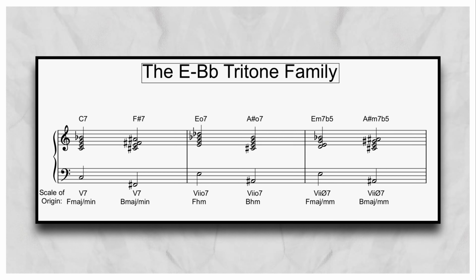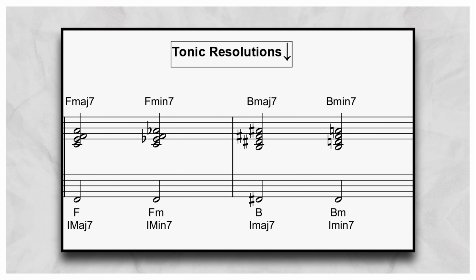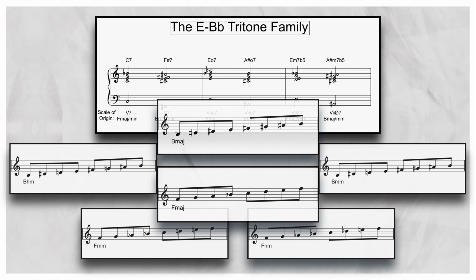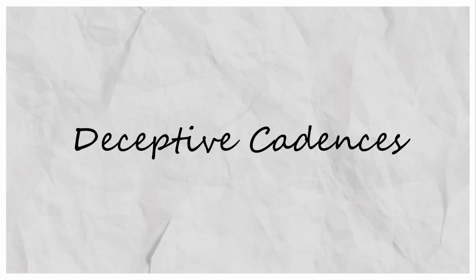With this in mind, we have 6 chords in the E, B flat tritone family. Each can be used interchangeably to resolve to 4 other chords, all of which appear in some form of an F or B scale. With all that said, the interchangeable use of these tritone equivalent chords in this family can go a bit further if we include deceptive cadences.